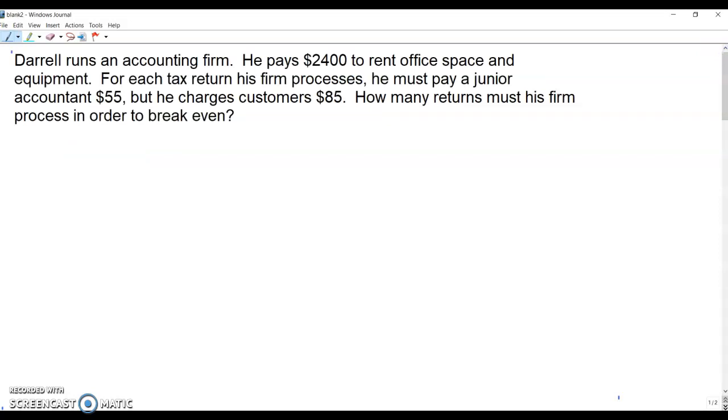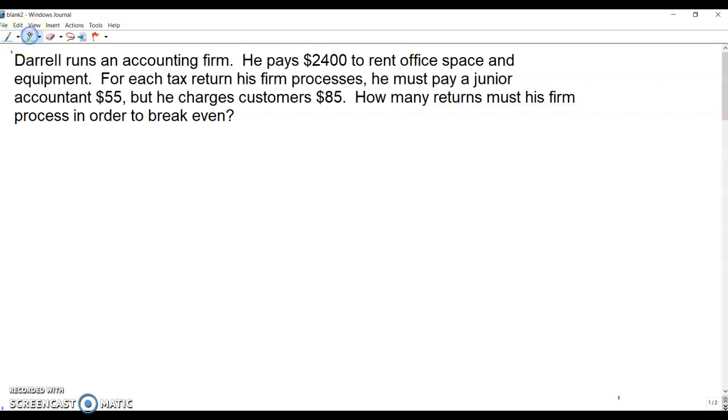So we've got Daryl. He's got an accounting firm. He pays $2,400 to rent office space and equipment. For each tax return his firm processes, he must pay a junior accountant $55. But then he charges customers $85. How many returns must his firm process in order to break even?